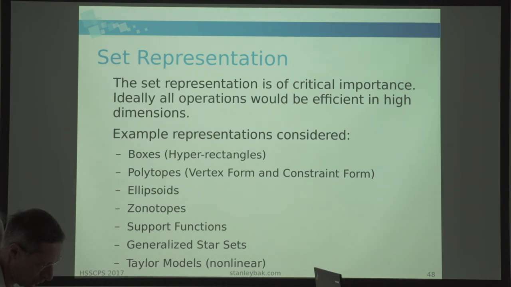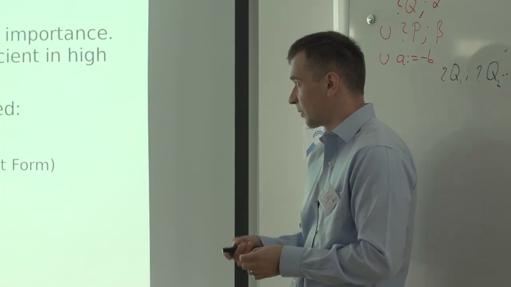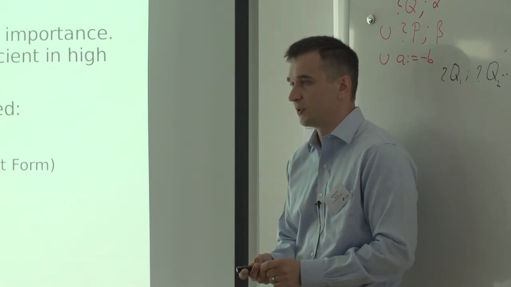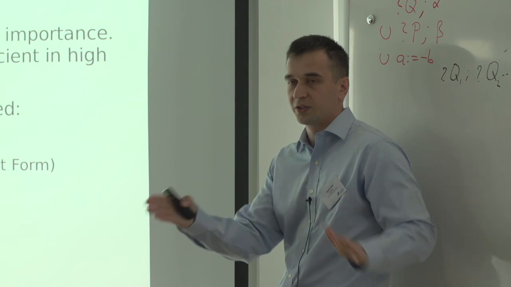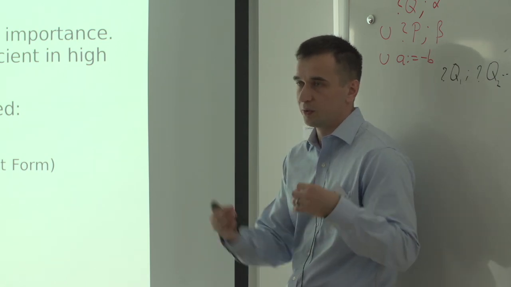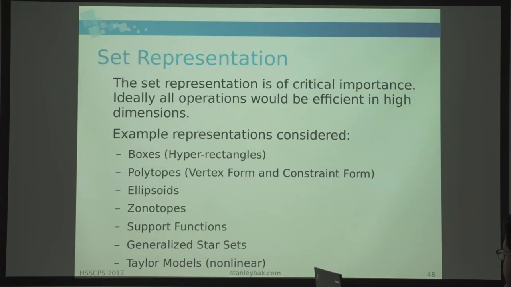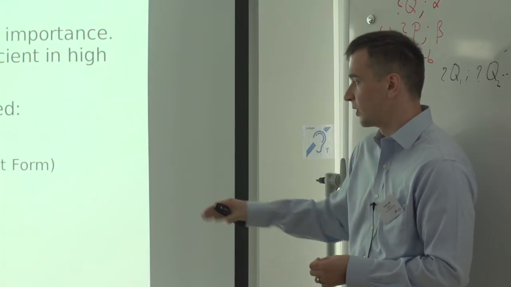So in the research, they've considered many different set representations, right? So examples are things like boxes or hyperrectangles, polytopes. There are different forms of polytopes. There's a constraint representation where you have an intersection of hyperplanes, and there's also a vertex representation, which is actually just the set of corner points, essentially. And both have been considered. Ellipsoids have been considered, which are sort of like high-dimensional ovals. Support functions and generalized star sets. I'll go into those a little bit later as to how those work. And also things like Taylor models for representing sets of states. And so that's sort of good for nonlinear systems.